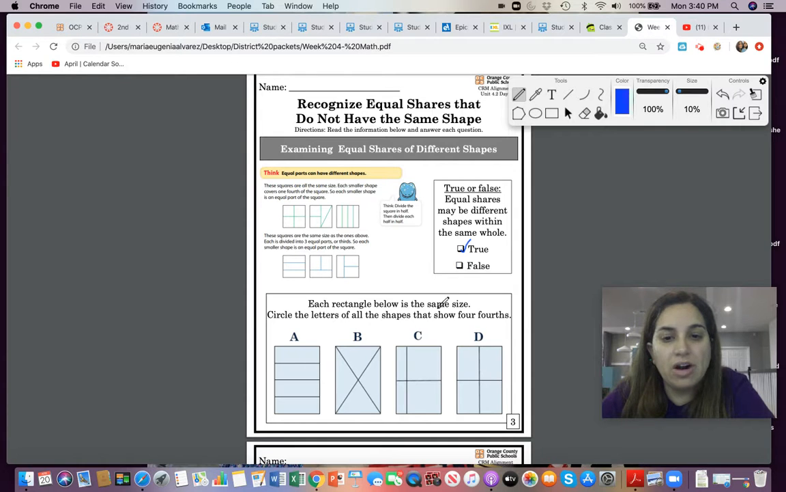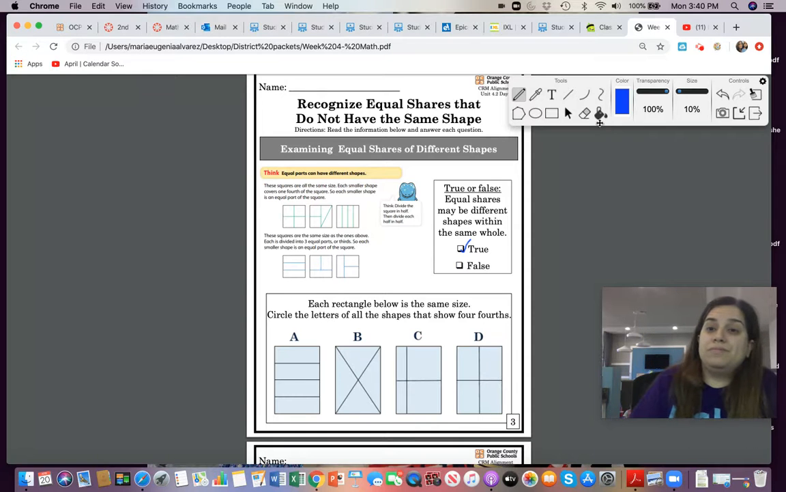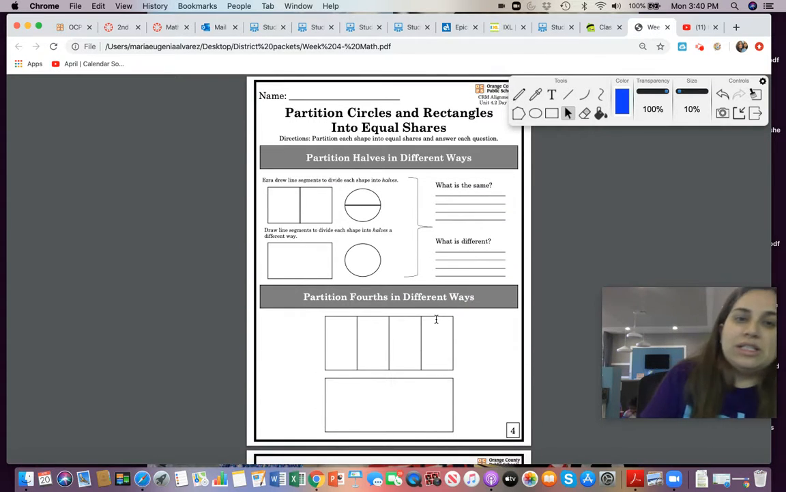Each rectangle below is the same size. Circle the letters of all the shapes that show 4/4. So we need to find all the letters that show 4/4. Just do that and send me a picture. Right there. And then this is what you need to work on today.